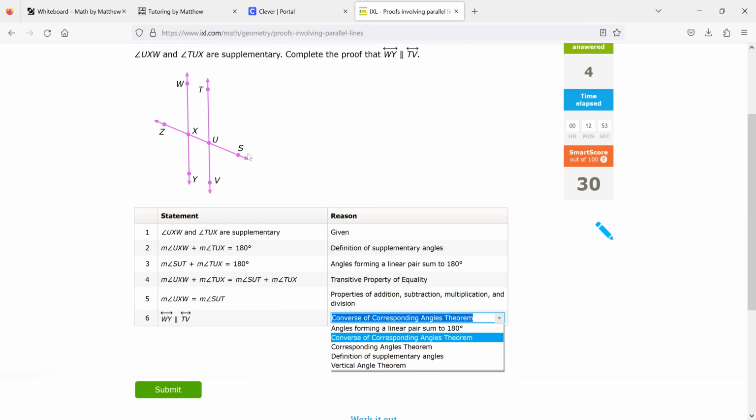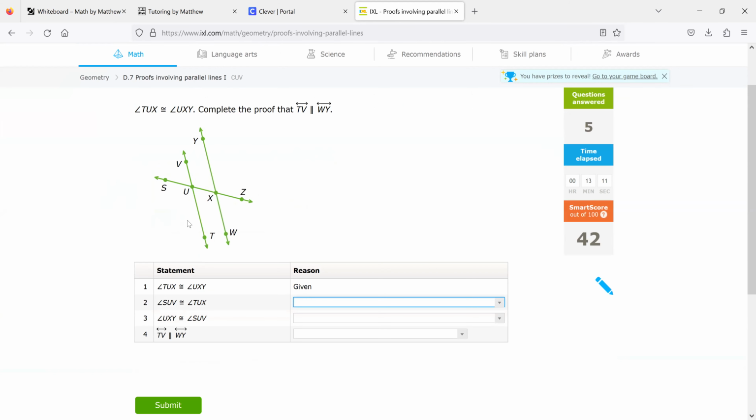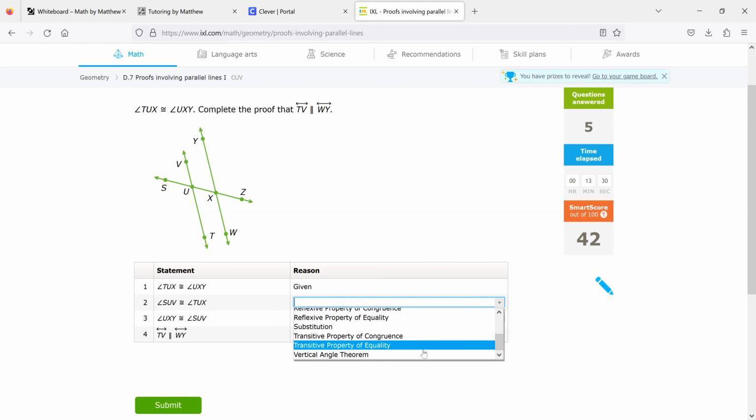UXW equals SUT. Okay, so they're saying that that angle there equals that angle there. That is the corresponding angles. They're corresponding because they're in the same relative position. All right. Oh, wow. So you've got to give all the steps here. All right. Angle SUV is congruent to TUX. So those are vertical angles. One's up here, one's here. That's vertical angles.